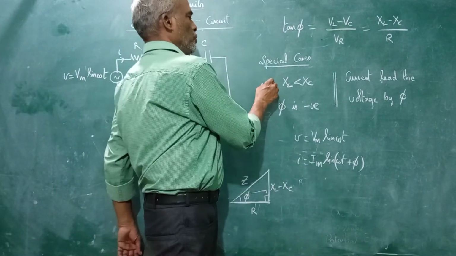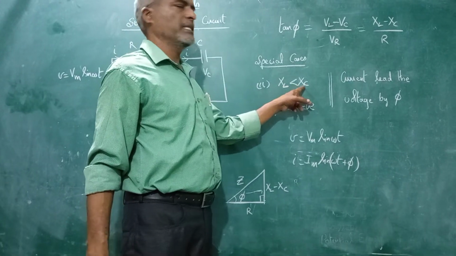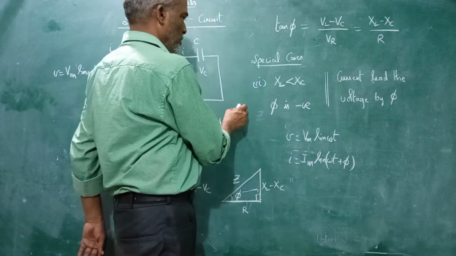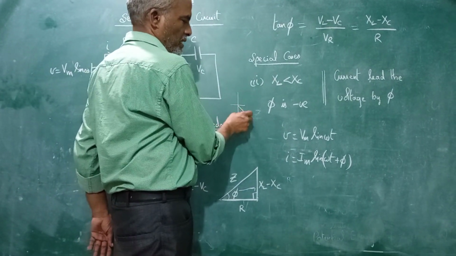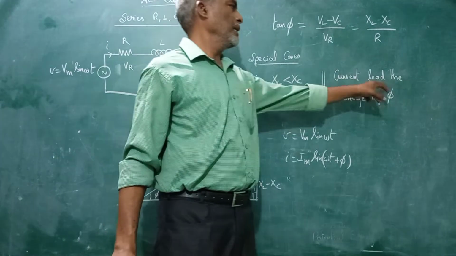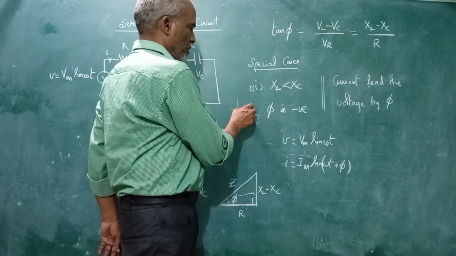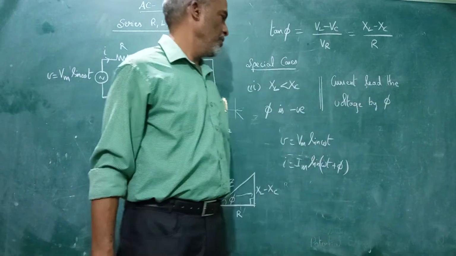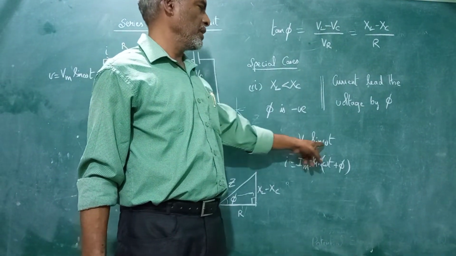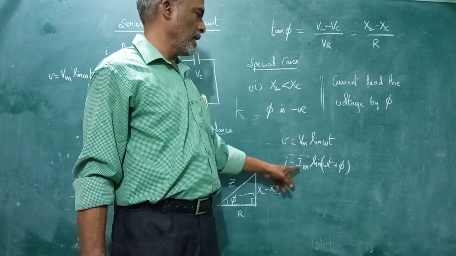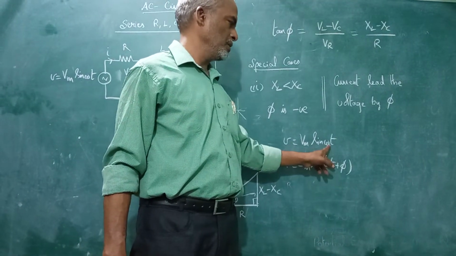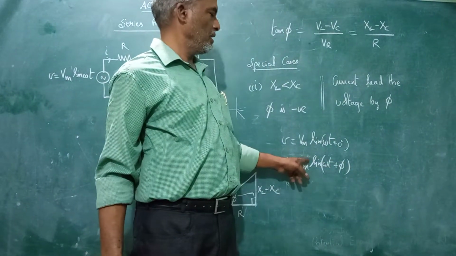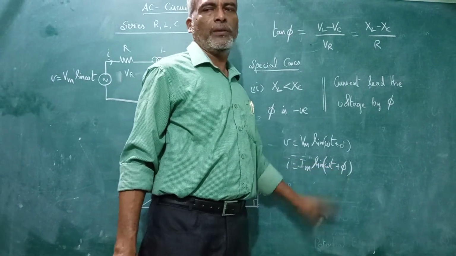Now case 2, when XL is less than XC, that is, XC is greater than XL. Then phi is negative. So it lies here. Therefore the current leads the voltage by phi. The current will be lying here and the voltage here. Therefore V is equal to Vm sin omega t, whereas the current is Im sin omega t plus phi. That means current is leading the voltage by angle phi.